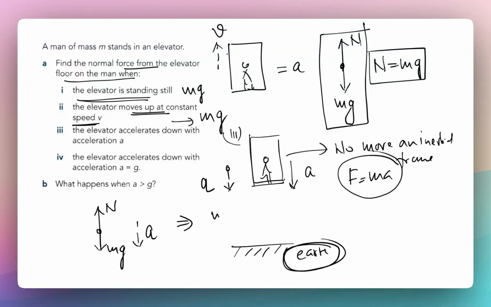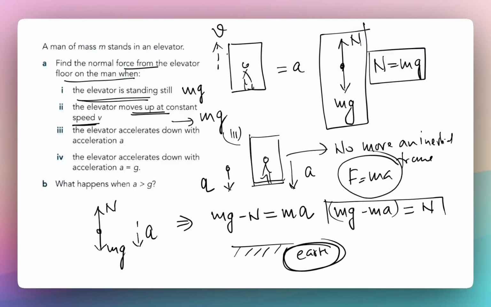It will look like mg minus N is equal to the mass of the man times the acceleration a. So now my normal reaction will go on that side, and this will become mg minus ma, that is going to be equal to N, right? So the elevator is accelerating down, and my normal reaction now is going to be less than mg, decreased by ma. So N is mg minus ma.